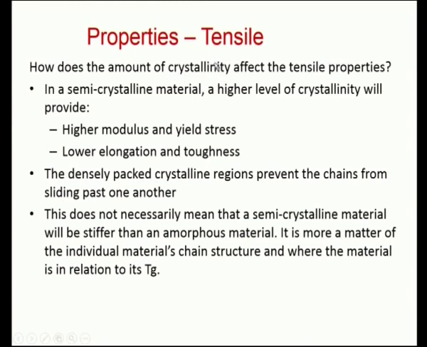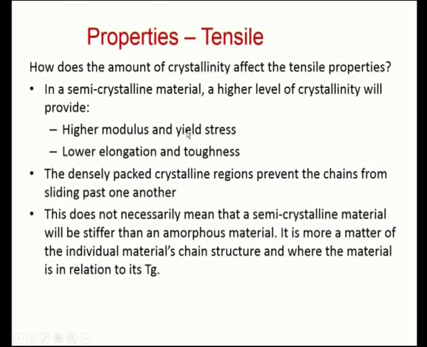How does the amount of crystallinity affect the tensile properties? All the polymers are not 100% crystalline. So normally polymers are semi-crystalline materials. Ideal percent is 60% crystallinity and then 40% amorphous. In a semi-crystalline material, a higher level of crystallinity will provide a high modulus and yield strength, and lower elongation and toughness. That is, if a material is more crystalline, then there is a more regular molecular arrangement. Therefore, that will automatically result in a very good modulus, and when you subject it to tensile testing, it will definitely have a very high yield stress.